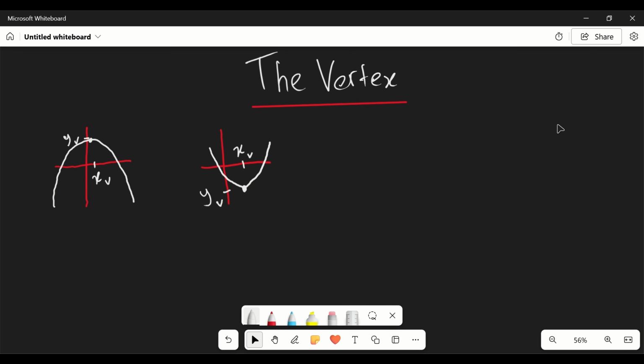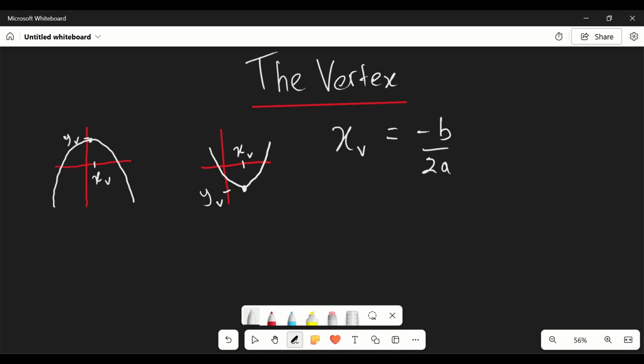Every parabola has a special point, that is the vertex. It's the highest or lowest point depending on direction. This point represents the maximum height or the minimum height depending on the parabola. Mathematically, we can use the equation to find the x vertex. x vertex is equal to minus b over 2a. But don't memorize it. We must understand.